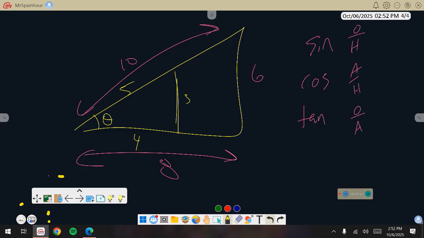Not hard. 6 over 5. 3 over... sorry, 3 over 5. 3/5. Yeah. What's the cosine? 4/5. What's the tangent? Congratulations, you guys know all of the math necessary to do sine, cosine, and tangent.